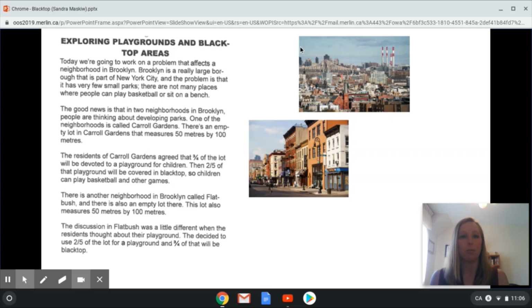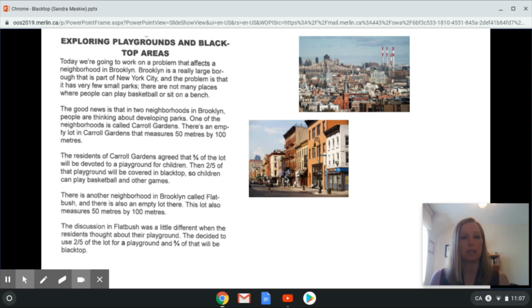And the problem is it has very few small parks. It's very crowded, not a lot of free space. There are not many spaces where people can do things like play basketball or sit on a bench. The good news is that in two neighborhoods in Brooklyn, people are thinking about developing parks. So one of them is called Carroll Gardens, which we can see right here.